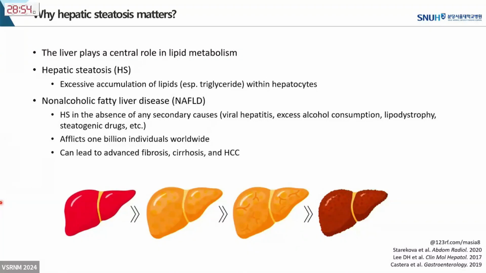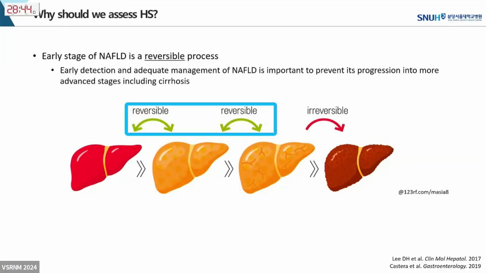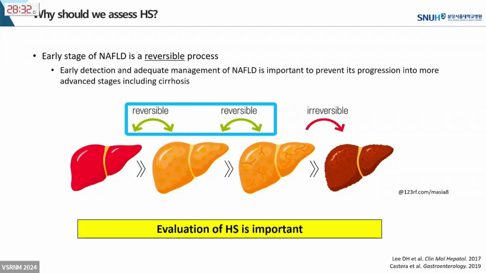NAFLD roughly affects over 1 billion people worldwide, and if left untreated, can lead to advanced fibrosis, cirrhosis, and even hepatocellular carcinoma. Early stage of NAFLD is a reversible process. So early detection and adequate management of NAFLD is important to prevent its progression into more advanced stages. That is, evaluation of hepatic steatosis is very important.